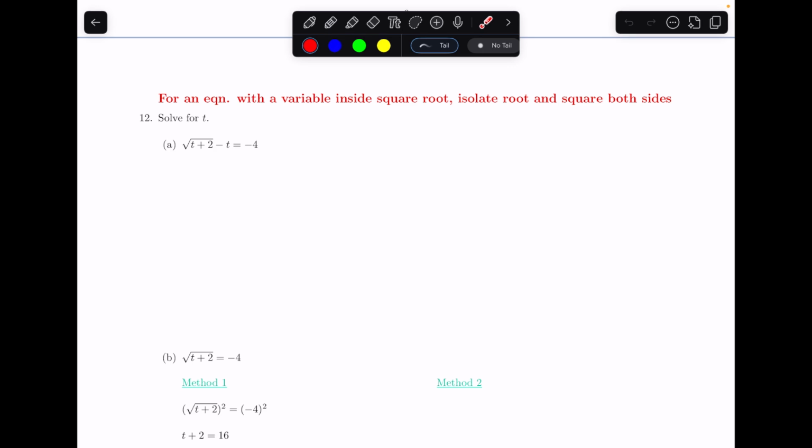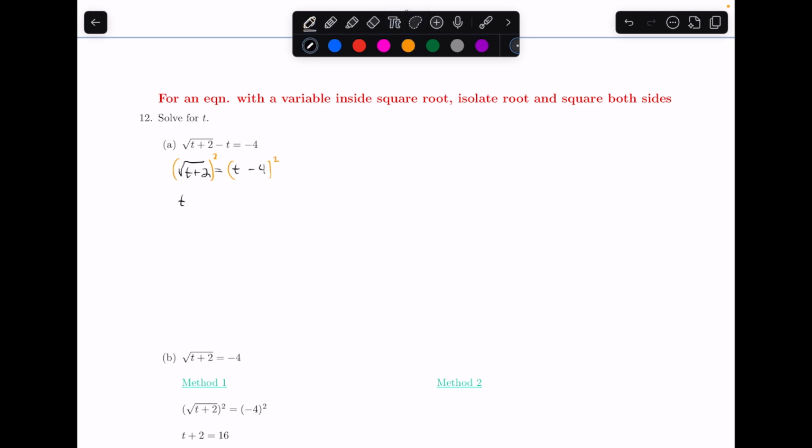To handle something like this, what we need to do is isolate the root and then square both sides. So I have to take this minus t and add it over to the right. That'll give me square root of t plus 2 equals positive t minus 4. Now I can square both sides to get rid of that square root, and that cancels out the root here.